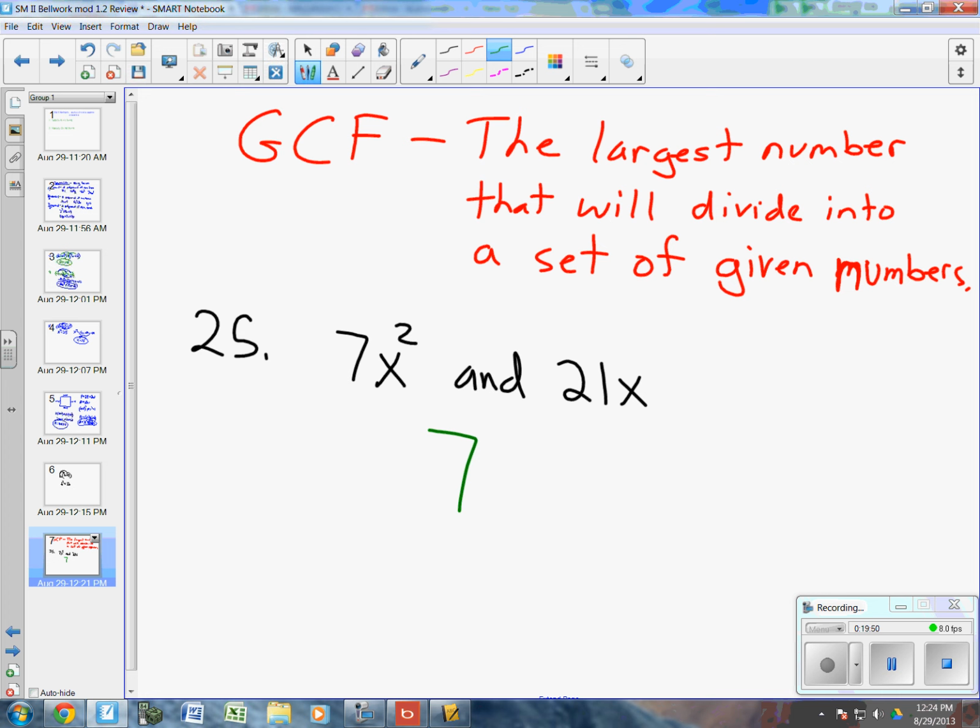Now, out of x squared and x, x squared won't go into x, but x will go into x squared. So you always pick whichever one has the least number of exponents. So my greatest common factor of that one is 7x. If you were writing an explanation on that one, you can say, well, 7 is the largest number that goes into 7 and 21, and x is the largest number that goes into x and x squared.